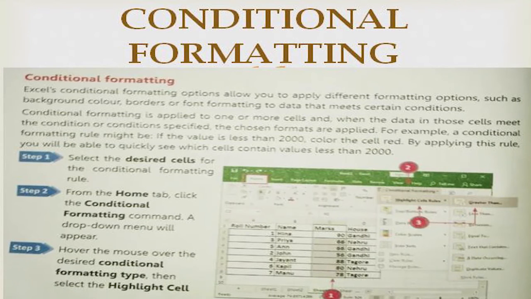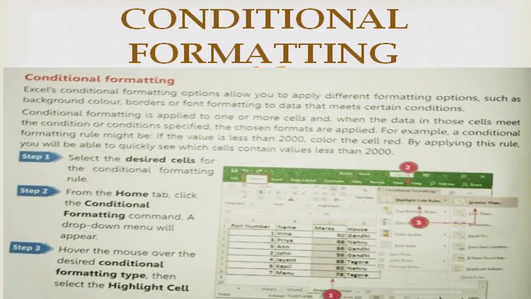Next one is conditional formatting. Conditional formatting options allow you to apply different formatting options such as background color, borders, and font formatting to data. That means whatever conditions you give to the Excel software, it will show that particular data. Conditional formatting is applied to one or more cells, and when the data in those cells meets the specified conditions, the format will be applied. For example, a conditional formatting rule might be less than 2000, and the color will be red.